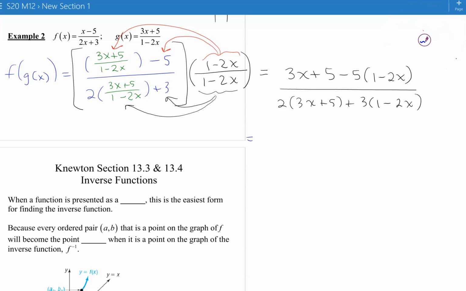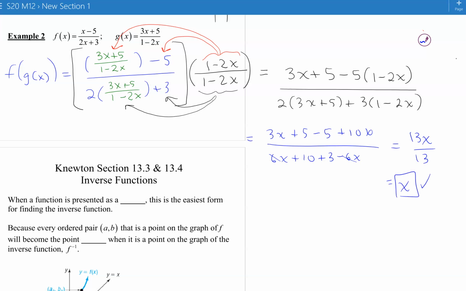So now it's just a matter of doing a bunch of algebra. 3x plus 5 minus 5 plus 10x over 6x plus 10 plus 3 minus 6x. So this looks like 13x over 13, which is x. We're halfway there. So I'm going to let you do the other part because you know what the answer has to be. But it was really good practice of simplifying a complex fraction to do the g of f of x and see if you can get it to also come out as x.